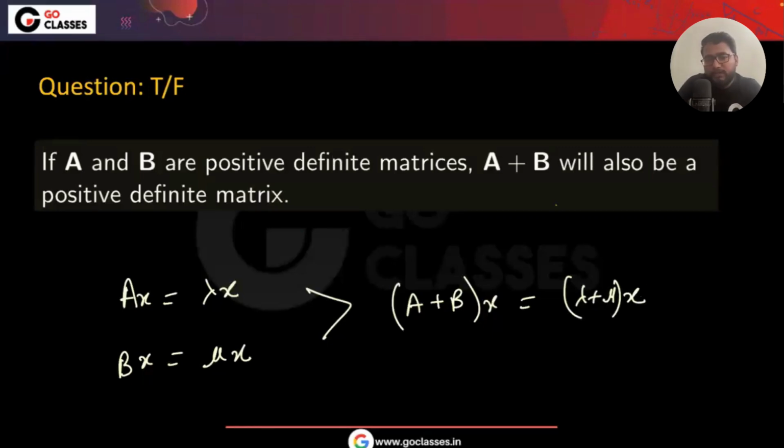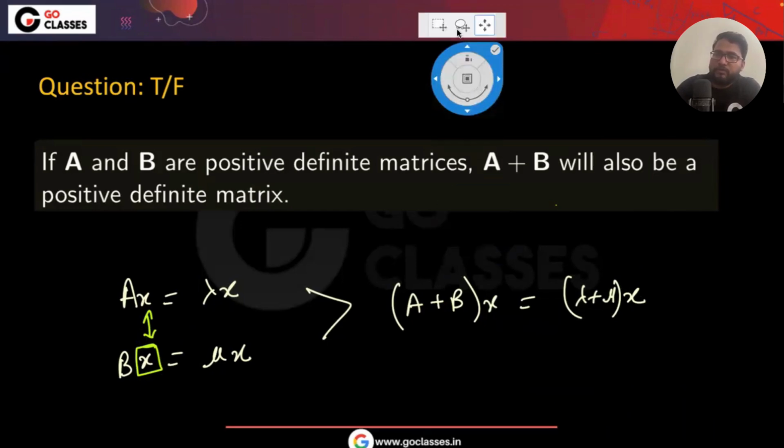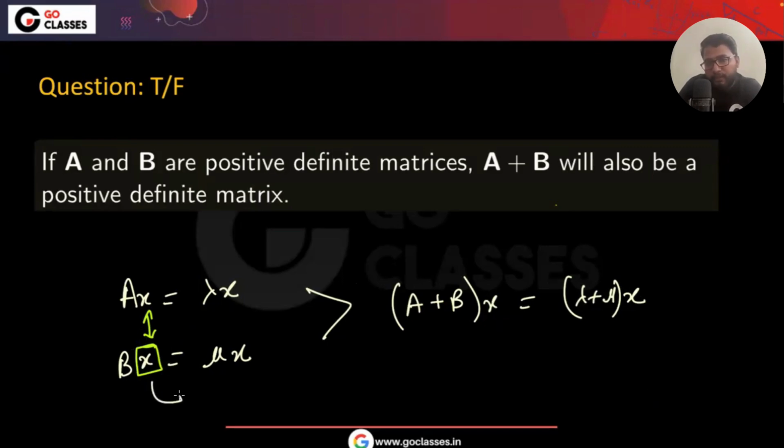But the problem here is that this x may not be matching. If the eigenvector of A is x, then it need not be the case that the eigenvector of B is also x. That's why this addition may not even make sense. So we can use the quadratic form here. Have you understood what I'm saying? The eigenvector of B need not be x.